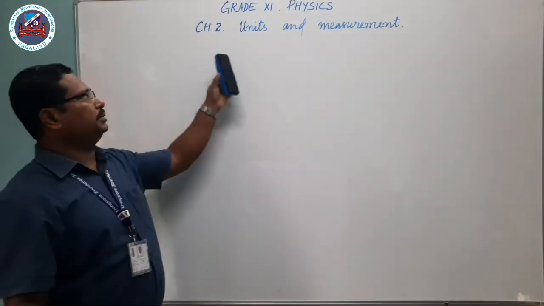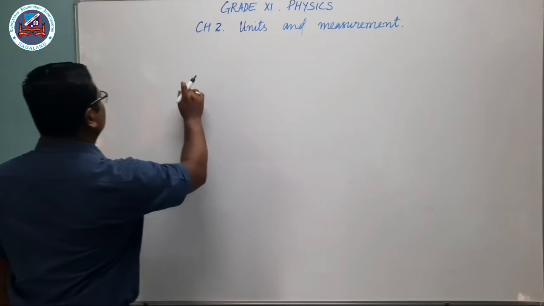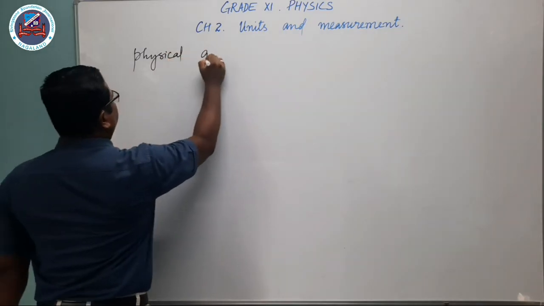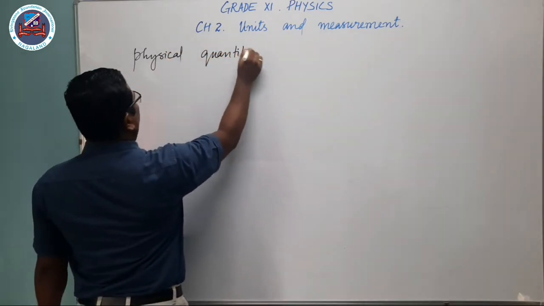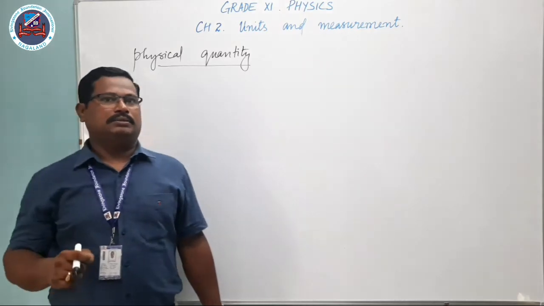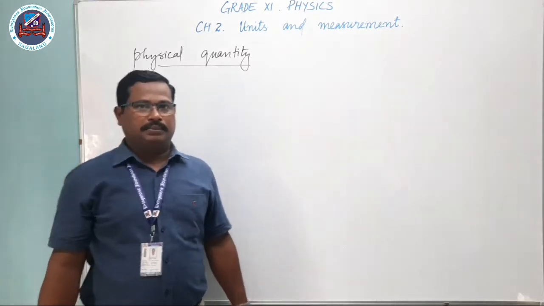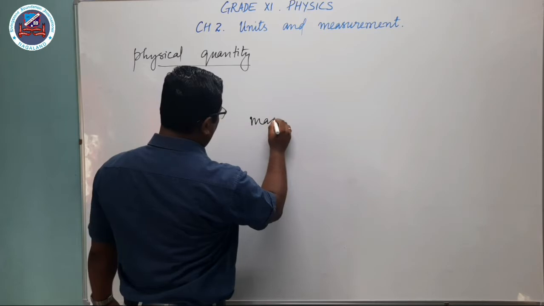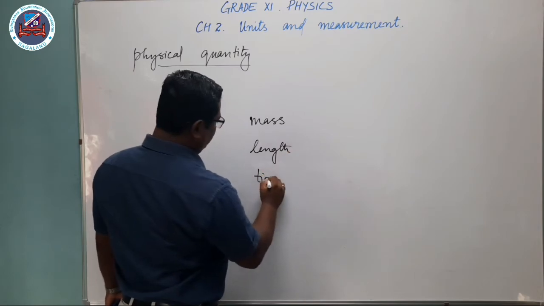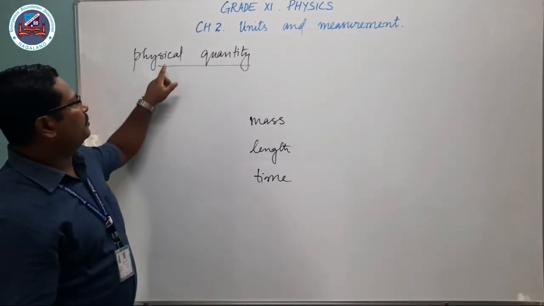Today we are going to discuss chapter 2, units and measurements. Now to understand this chapter, the first thing you'll have to know about is physical quantities. What is a physical quantity? Quantities which are measurable, which we can measure, we call physical quantities. Like mass, length, time, electric current, we can measure. So these quantities will be termed as physical quantities.